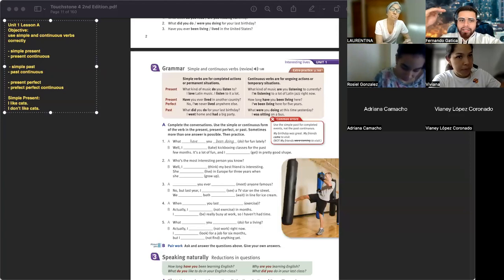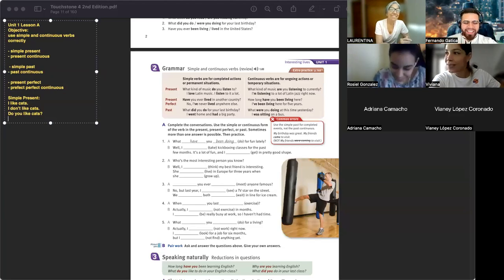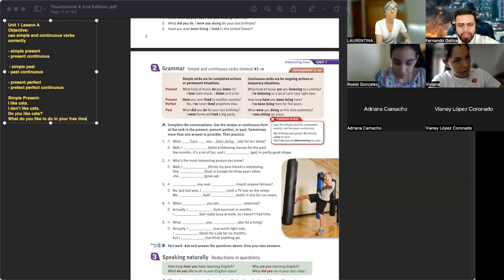Your affirmative sentence, negative sentence. Do you like cats? Yes, I do. No, I don't. Okay. And what do you like to do in your free time? That's a yes or no question. No, that's an information question. What do you like to do in your free time?